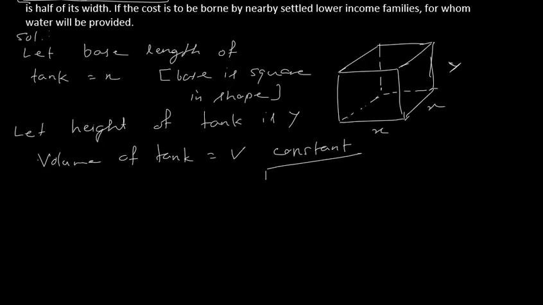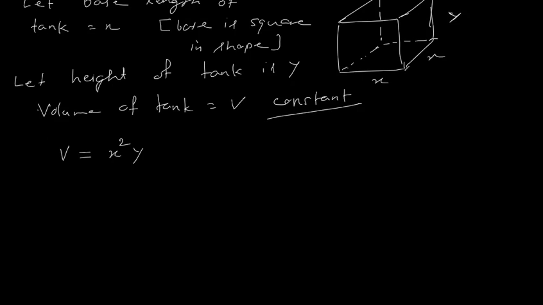First of all, the volume V is equal to x square into y, that is base area multiplied by height y, and the total surface area of the tank S is equal to, we have 4 vertical sides and one base. So the base is x square plus we have 4 vertical sides, so 4 into xy.